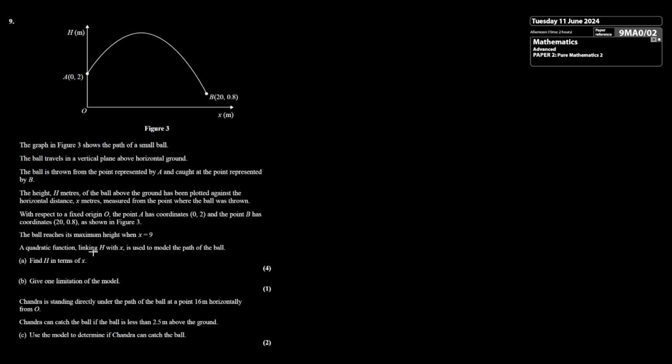A quadratic function links h with x and is used to model the path of the ball. Find h in terms of x. So yeah, the question is telling us that this is part of a quadratic curve. So the quadratic curve for this type of situation is best described in its completed square form. So that h is equal to a(x minus b) squared plus c.